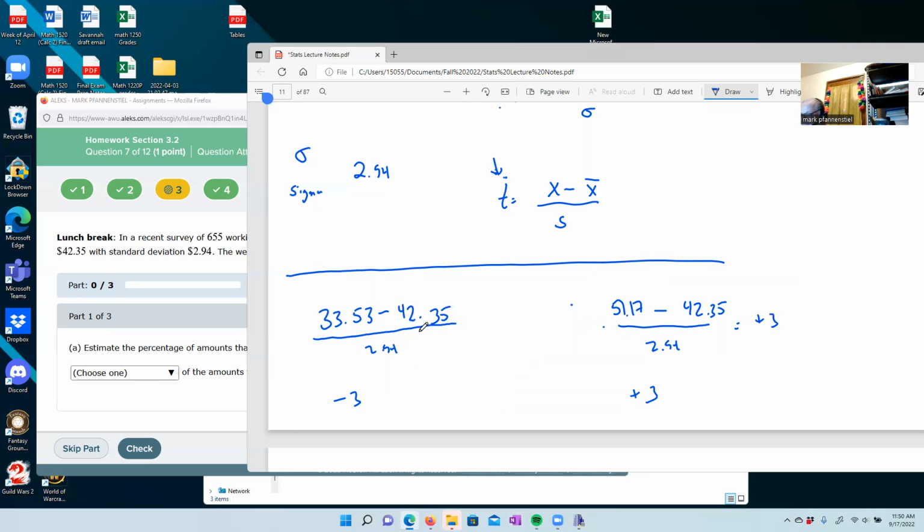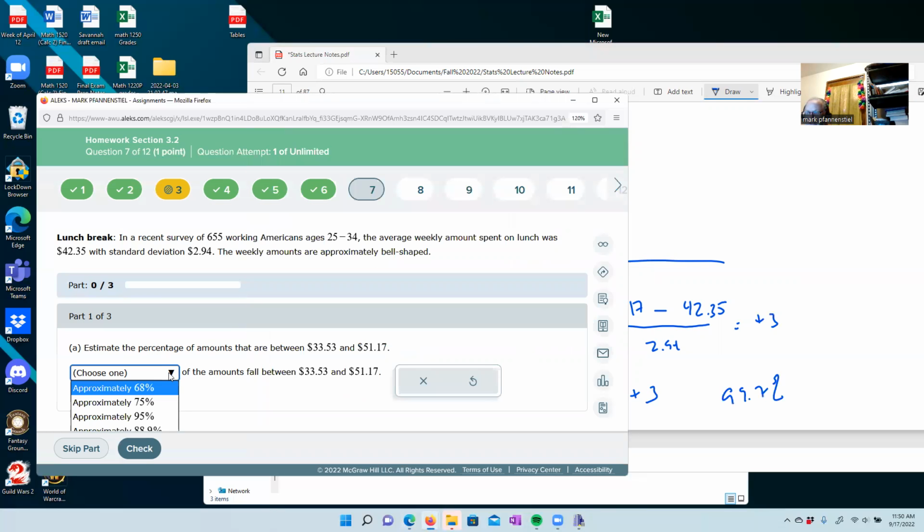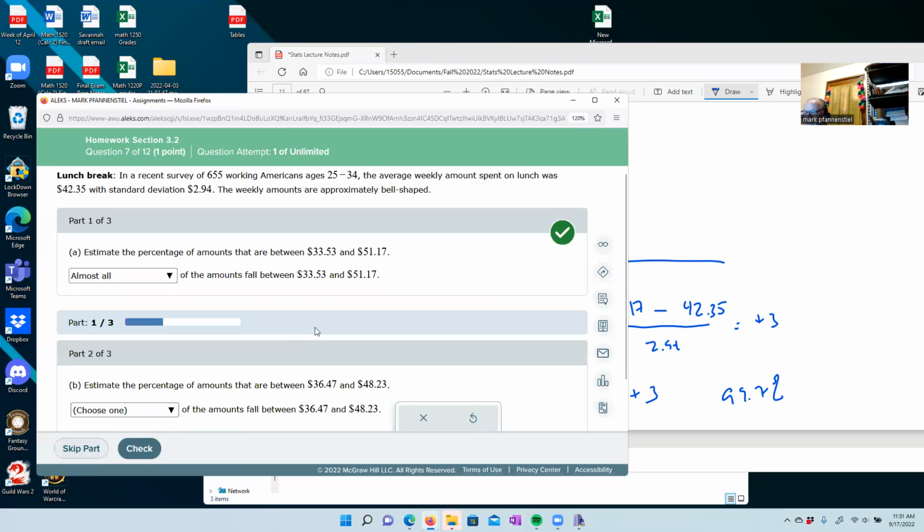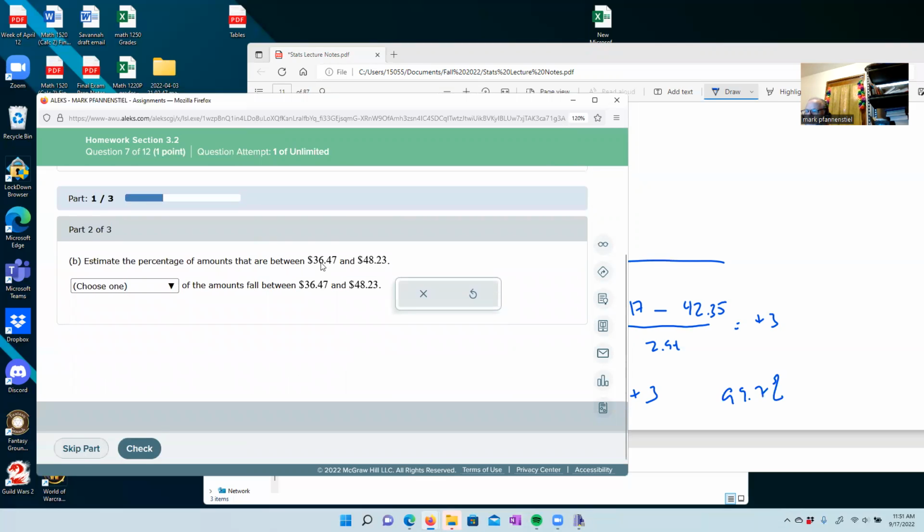So we are between positive 3 and negative 3 standard deviations from the mean. These are the people that paid, and almost everybody did that. So it's 99.7% of the people spent between $33.53 for lunch and $51.17 for lunch, given that the average is $42.35 and the standard deviation is $2.94. So we're going to say approximately almost all. They don't tell you the value, they say almost all. So hooray. Estimate the percentages for the next one.